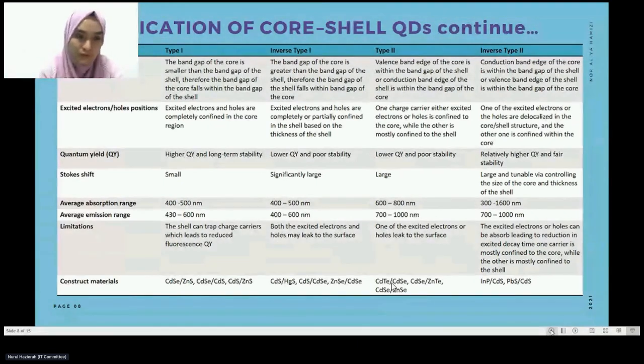On top of that, the inverted type 2 could be the next prospect with the right manipulations of core-shell thickness formulation. We might have the delocalization of the electronic wave function towards the shell or core to serve the needs of particular applications, which is LED.